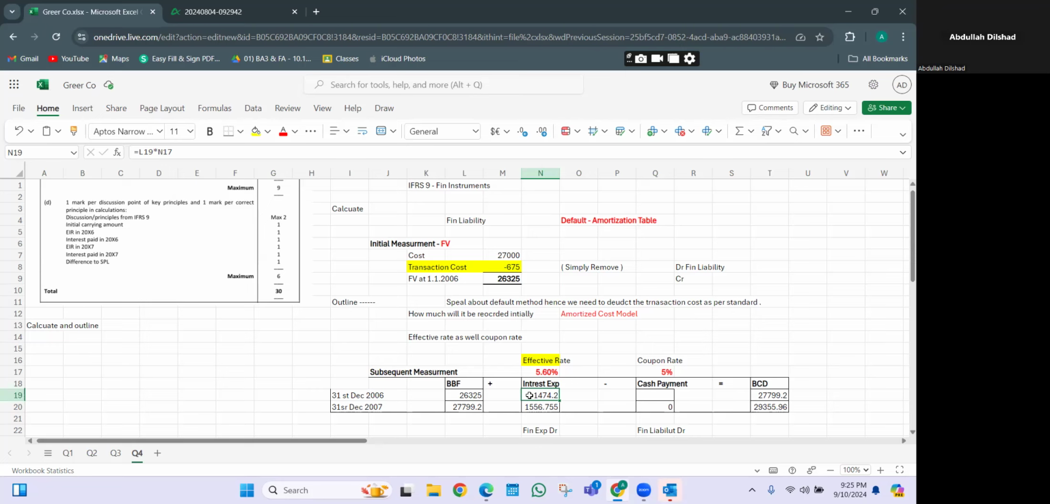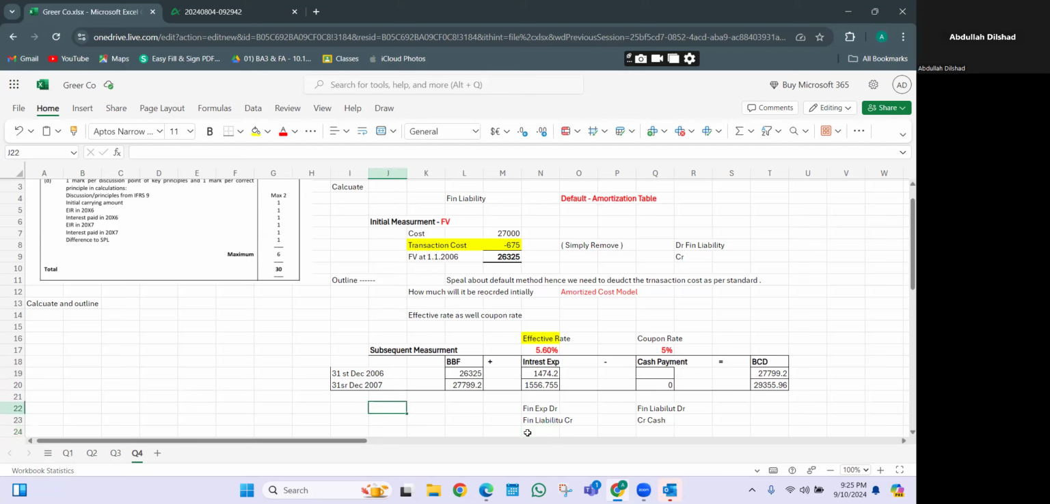And this interest expense needs to be included in your P&L, as an expense for the year 2006. So in your 2006 financial statement, which will be a profit or loss, you all need to include 1,474.2 under your financial expenses, right? And your financial liability also will need to include 1,474.2, right? Why? Whenever we have a loan, the interest expense also will increase our loan amount.